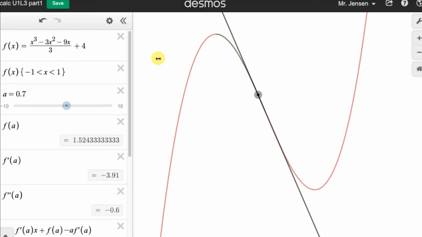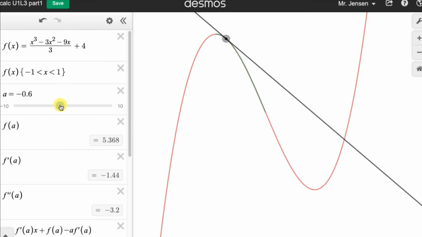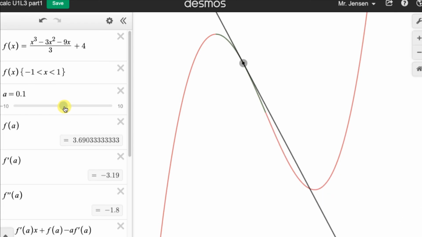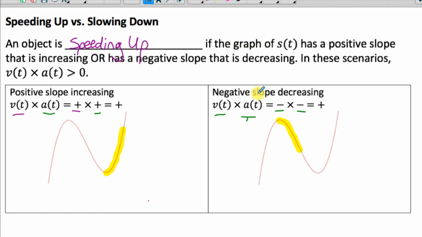So over this interval, as I move from left to right, we have negative tangent slopes that are decreasing. Those tangent slope numbers are getting smaller. So we have negative tangent slopes that are decreasing. This tells us they're negative tangent slopes. This tells us that those tangent slopes are decreasing. Both of those scenarios are examples of speeding up. The functions are getting steeper in both of those scenarios. And if we do the product of the sign of the velocity and the acceleration and get a positive result, that tells us it's speeding up.